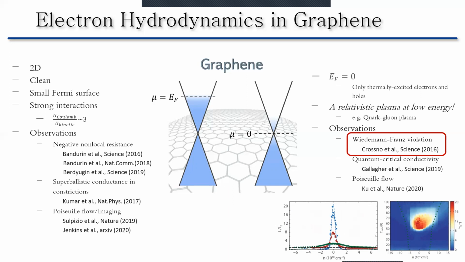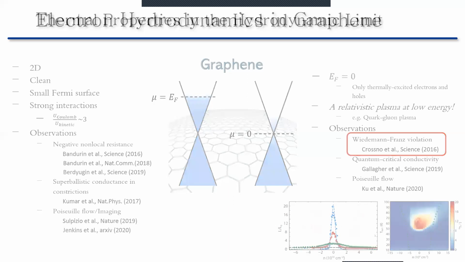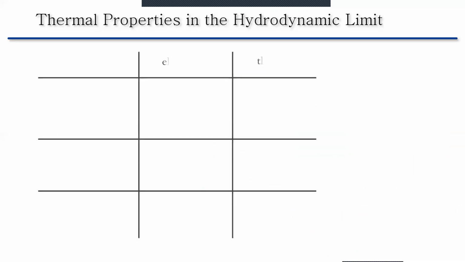So thermal transport, why is that relevant for hydrodynamics as an experimental probe? So I want to make a very basic argument for why it's important. And so we're going to map out how the electrical and thermal properties behave with different types of scattering, when different types of scattering are present in the system.